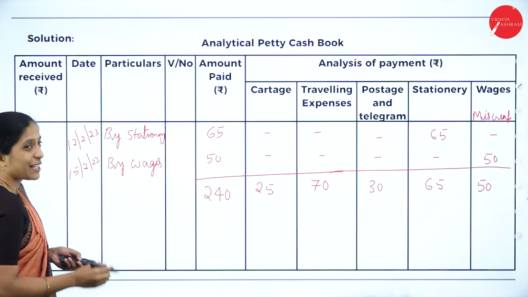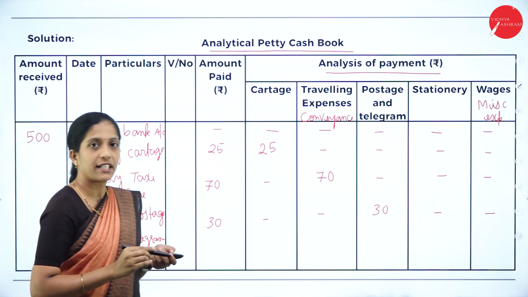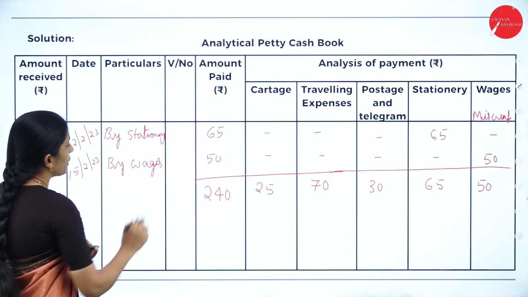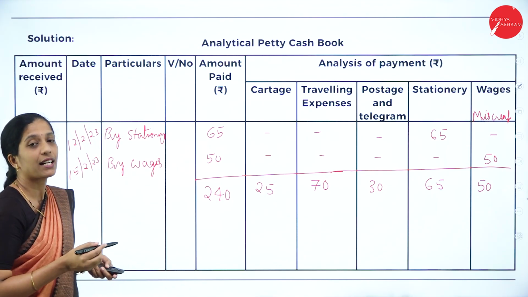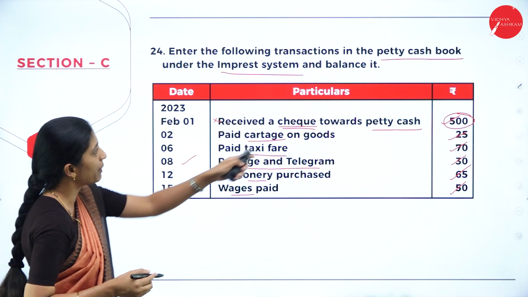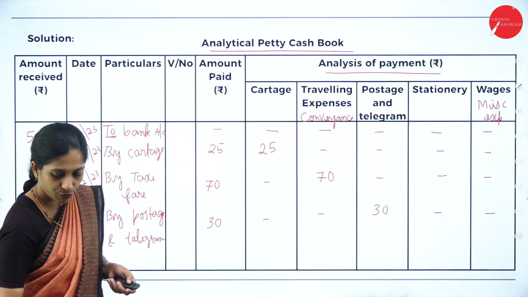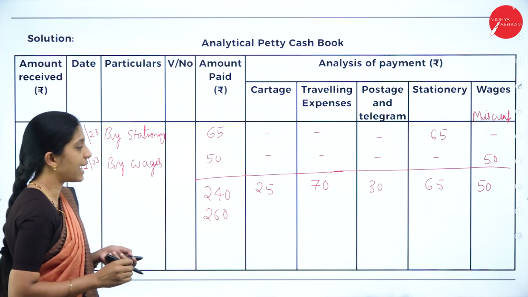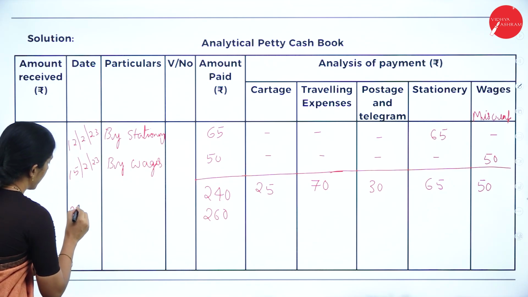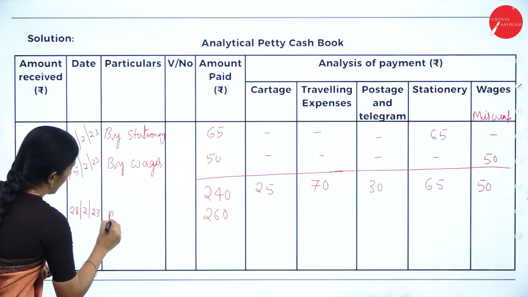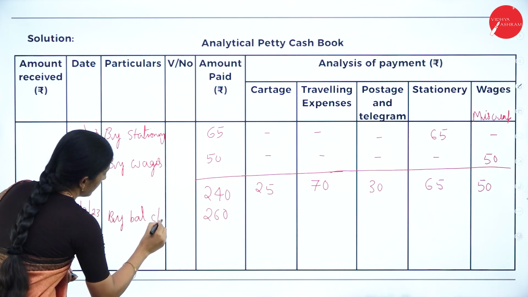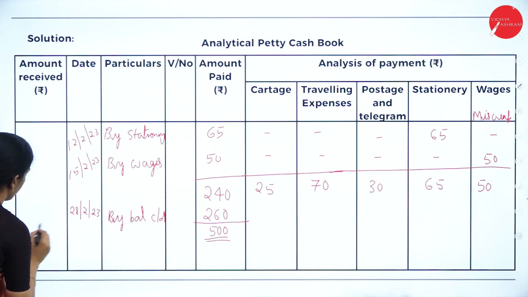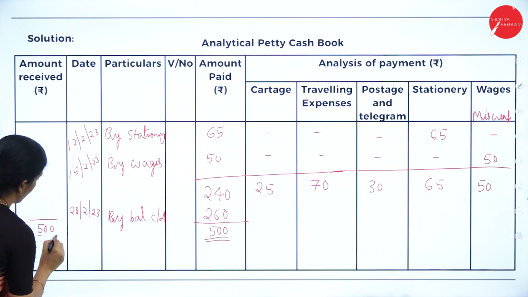Okay. Now, it means that the main cashier has given 500 rupees where the petty cashier has spent 240 rupees. Okay. So, 240. Now, what is the balancing figure? 500 minus 240. So, 500 rupees is being given by the main cashier. So, 500 minus 240. So, it is how much? 260. So, 260 is what? This is balance carried down. So, when do we carry down the balance? 28/2/23 by balance carried down, 260. Now it is 500 rupees on both sides.